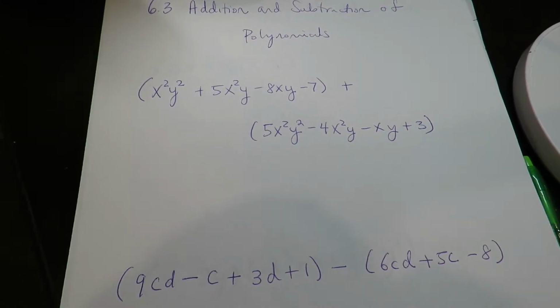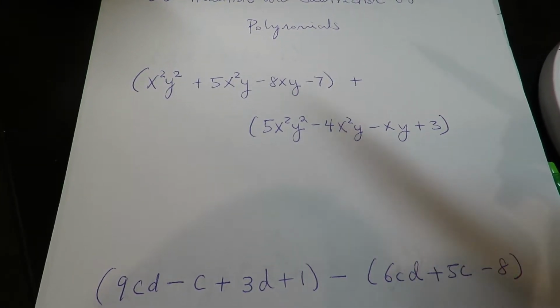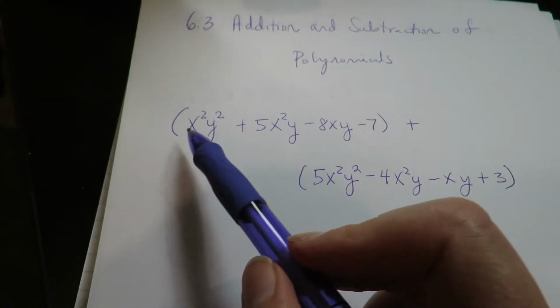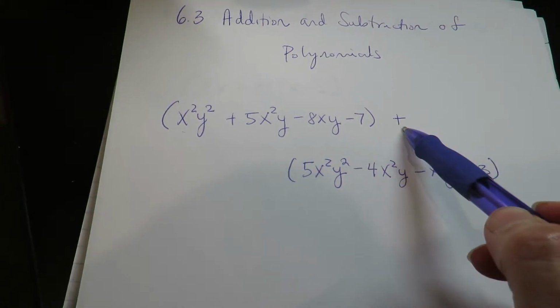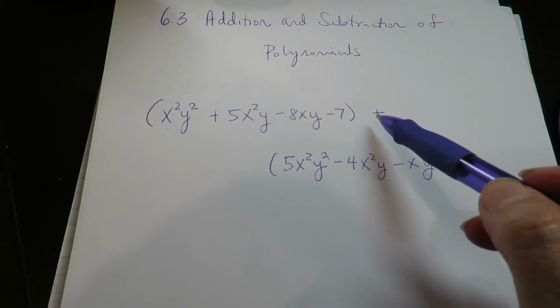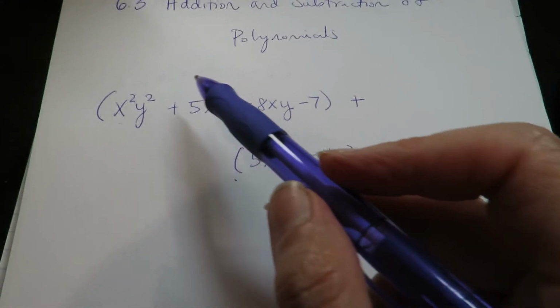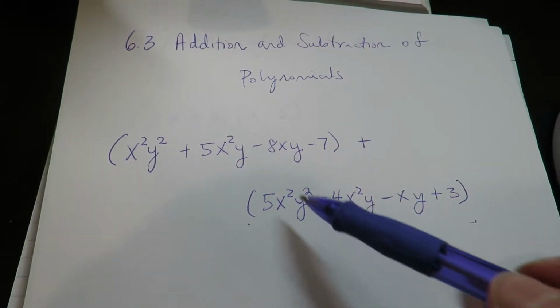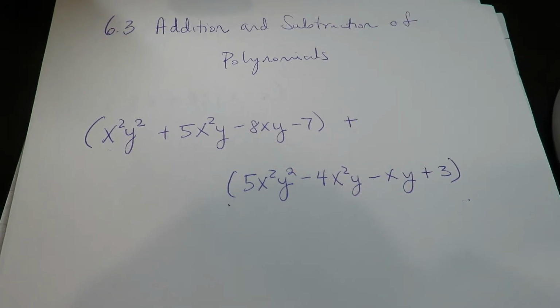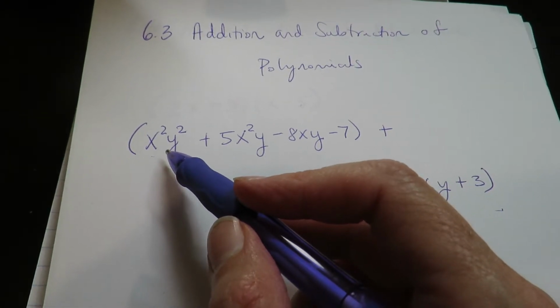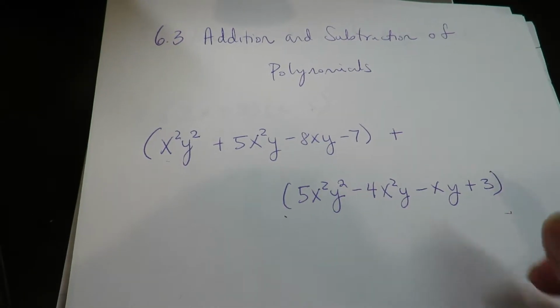Alright, so when you add and subtract polynomials, the only thing that changes is the coefficient in front. Now I'm adding this front polynomial to this back polynomial, and since it's addition, the parentheses are just for show. They're just identifying that this is my first polynomial and this is my second, okay? But again, if you're adding, it's just for show. They're what you would call non-essential.